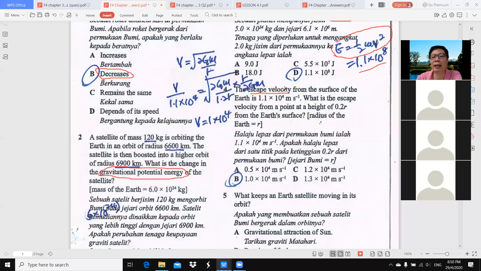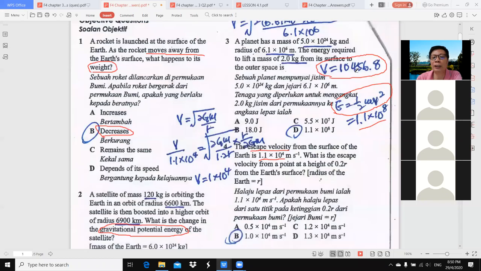Okay, escape velocity given already. This is an escape velocity, no? Near to this value. Just now we calculated, not this one. Near to 11,000 meters per second. This is an escape velocity. This number, you have to remember.